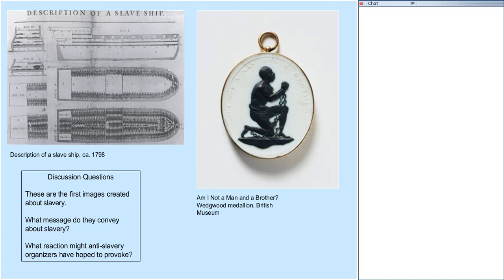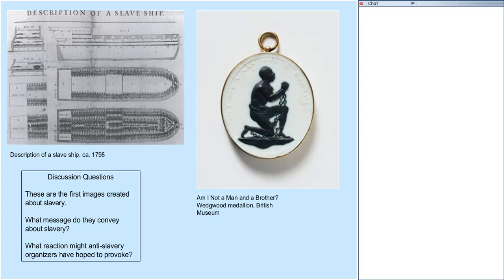So let's go ahead and start with the meat of the seminar, and begin with these first two images. I'd like to give you a very brief introduction to them, and then we're going to discuss the questions that I have on the PowerPoint as discussion questions. These two images were both created in Britain by the first anti-slavery group that came together in Britain in order to try to stop the international slave trade, that is the purchase of Africans, placing them on ships to be transported to the New World, that event that we often refer to as the Middle Passage.